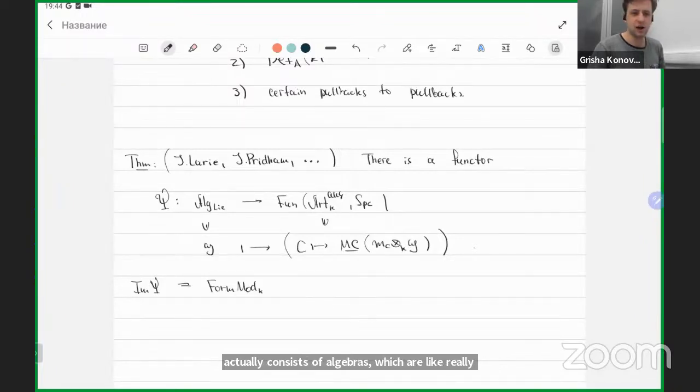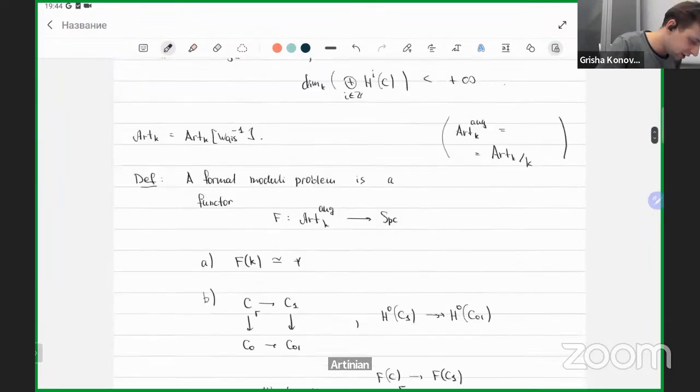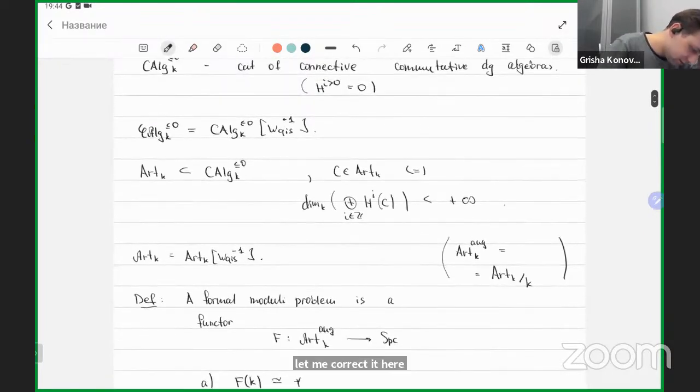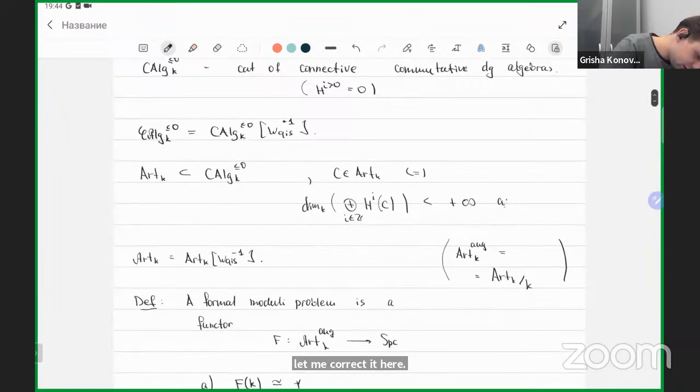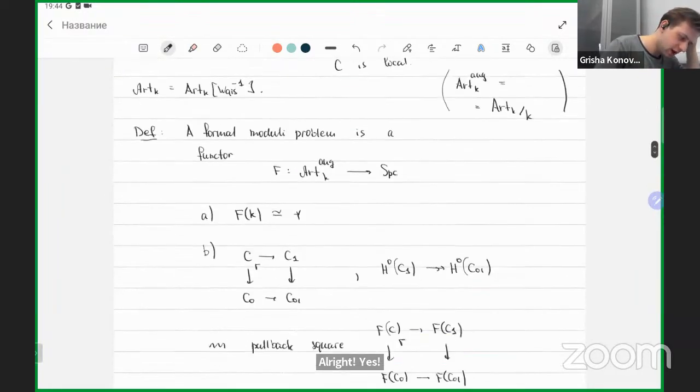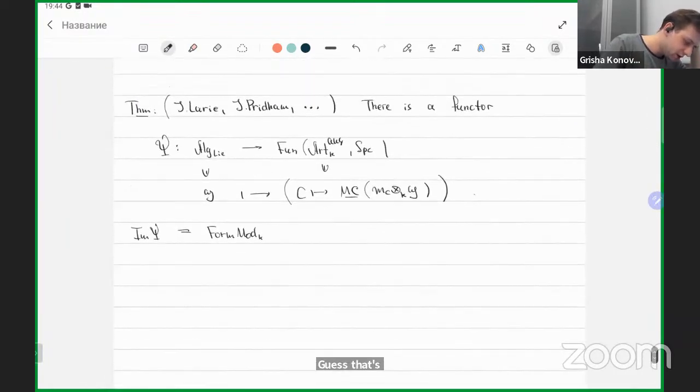And I realized that I needed to make the remark that we actually want to work not with just all Artinian algebras, but with local Artinian algebras. Let me correct it here, and C is local. I guess that's the category I want to work with.